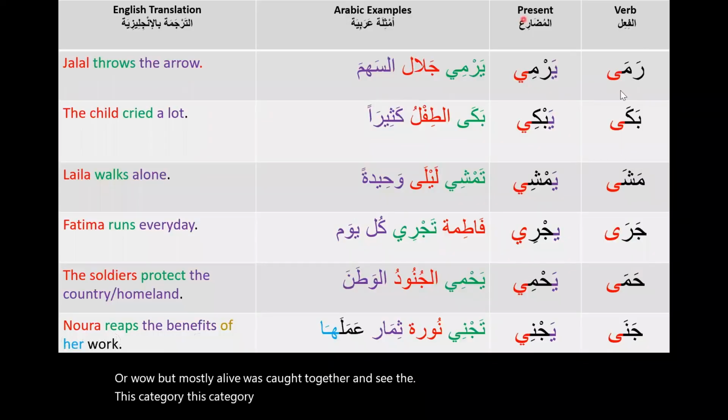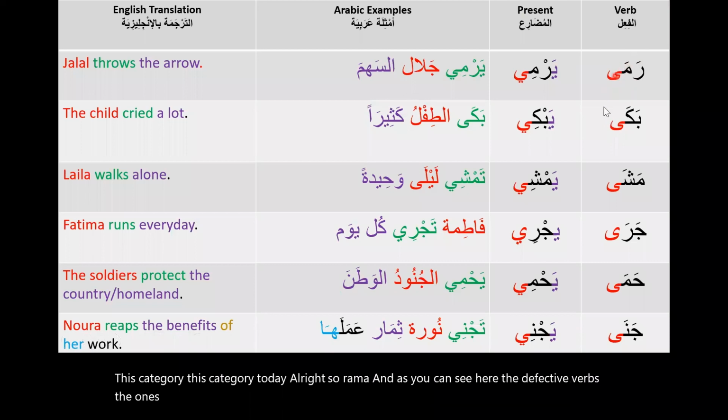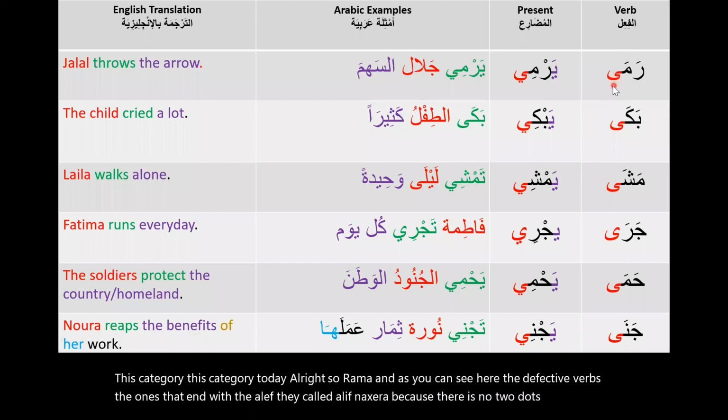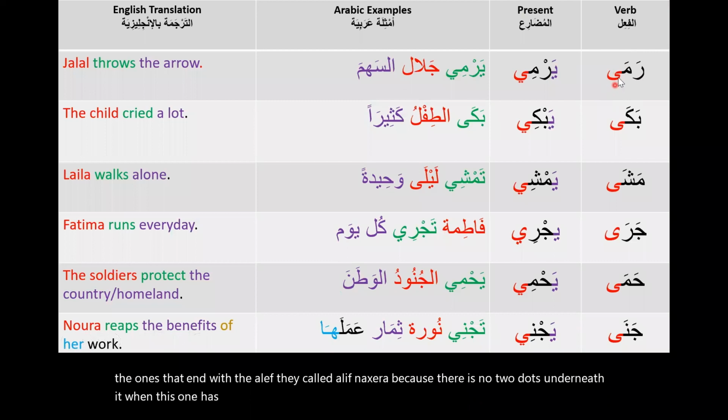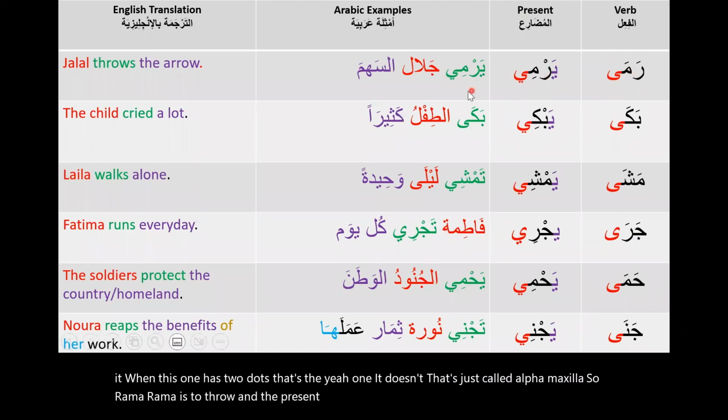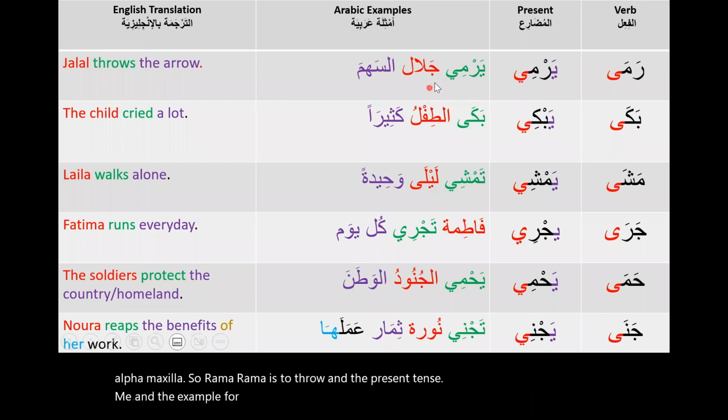Let's go to the grammar. As you can see here, the defective verbs, the ones that end with the alif, they call it alif maqsura because there's no two dots underneath it. This one has two dots, that's the ya. One that doesn't is called alif maqsura. So rama is to throw, and the present tense is yarmi, and the example for that is yarmi Jalal as-sahm. So Jalal throws the arrow.